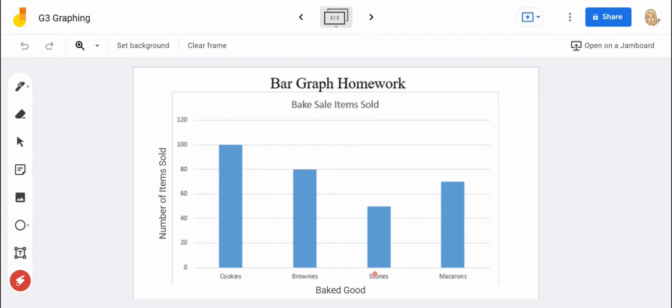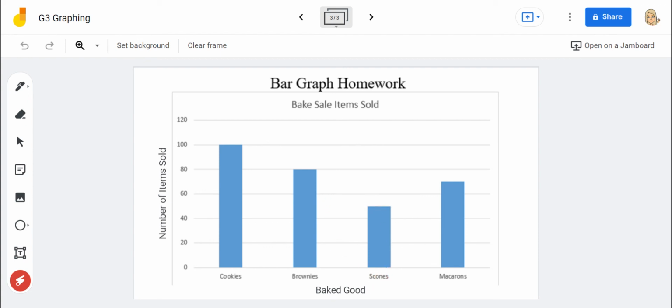Let's look at scones though. Scones fall right in between two amounts, or two lines. So scones goes right in between the 40 amount and the 60 amount. I'm going to think in my head, what would come right between 40 and 60? Well, right in the middle of 40 and 60 would be 50. So I know that 50 scones were sold.